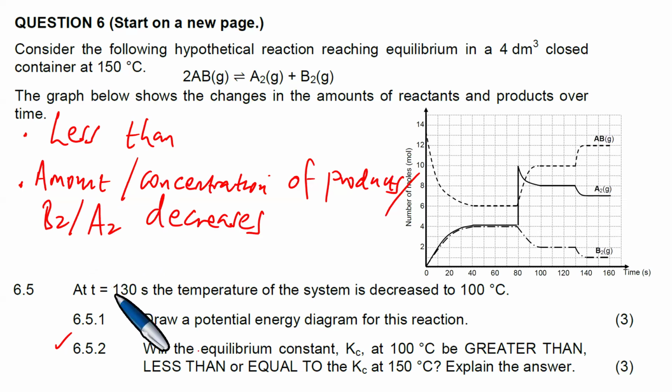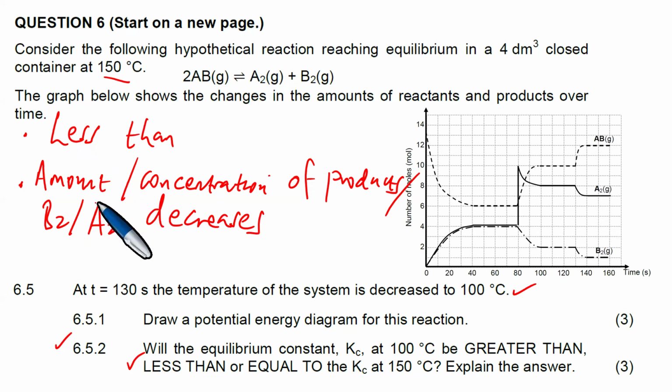Right. So now we are saying, will the equilibrium constant Kc at 100 degrees Celsius be greater than, less than, or equal to the Kc at 150? Remember, there was Kc at 150, and now there's Kc at 100 degrees Celsius. So it will certainly be less than. Right. So we are choosing less than.